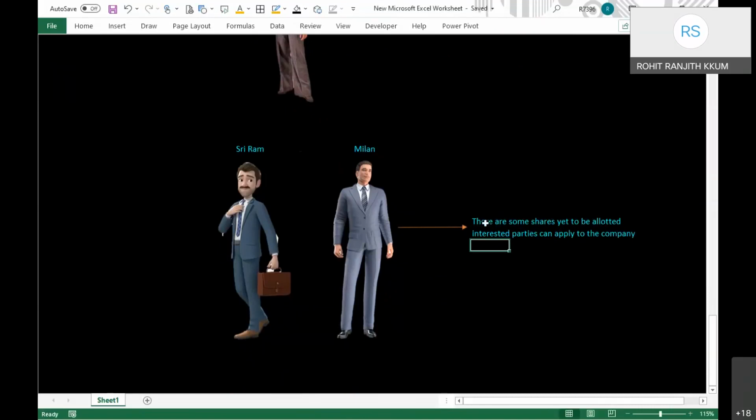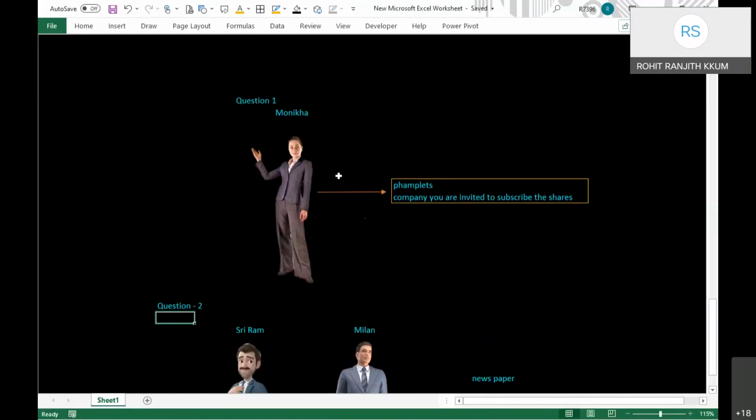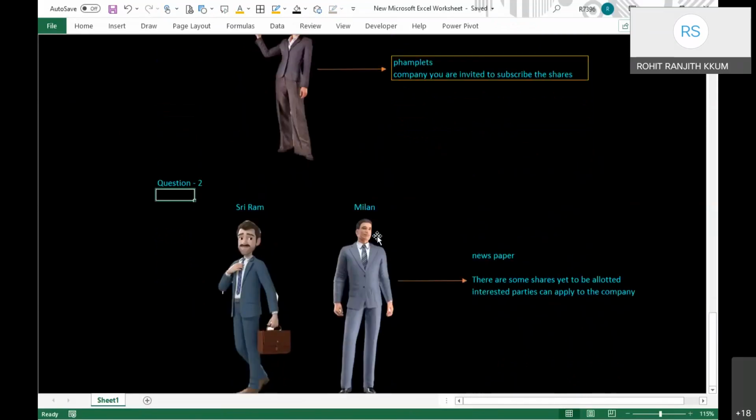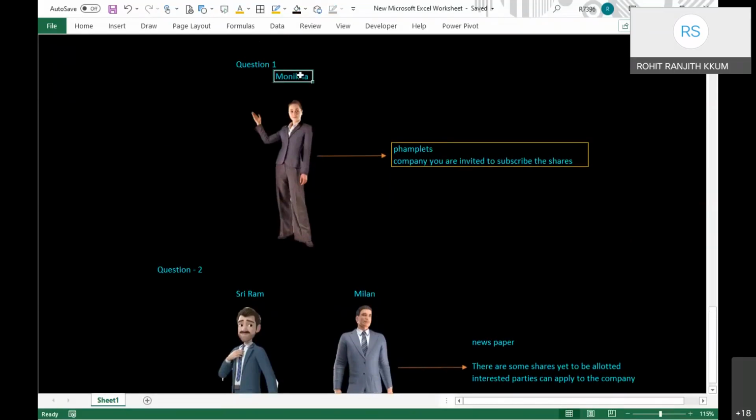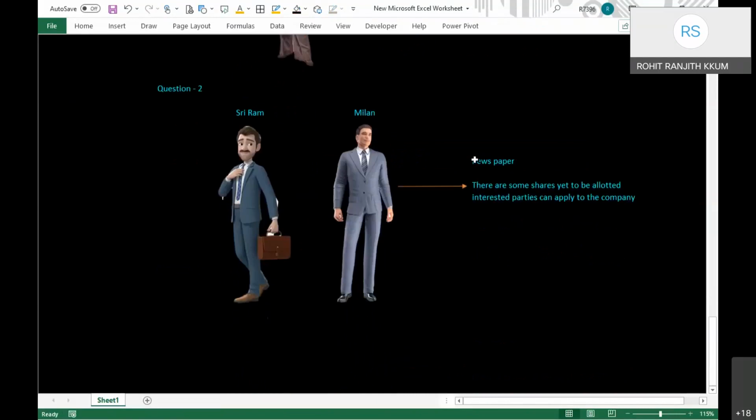And that is my question: whether this newspaper advertisement is considered as a prospectus or not. What is your opinion regarding this? This is your question number two. Is it a prospectus? No, sir, it's not. Sriram says yes, Shruti says yes. The remaining students are saying no, it's not. All right.